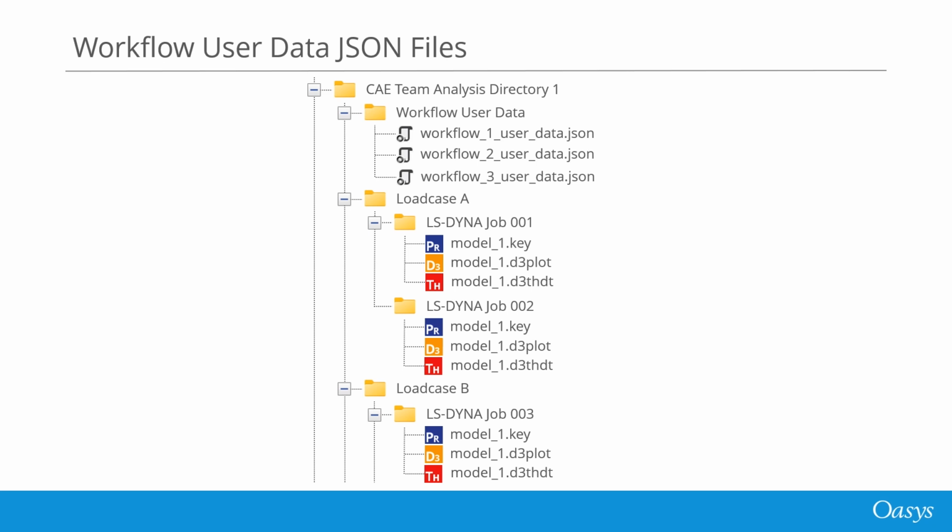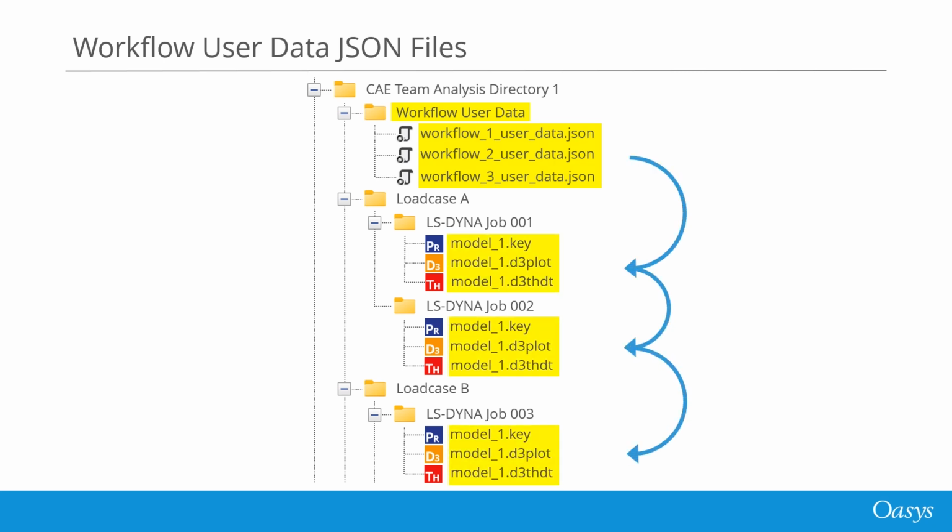Workflow user data can be saved to JSON files. The Oasys LS-DYNA environment will automatically locate relevant user data in JSON files located in the same directory as the LS-DYNA model or in parent directories. This option is particularly powerful because it only requires the Oasys LS-DYNA environment user to save user data once, and then those data can be reused throughout a vehicle design program for multiple LS-DYNA models and load case variants.